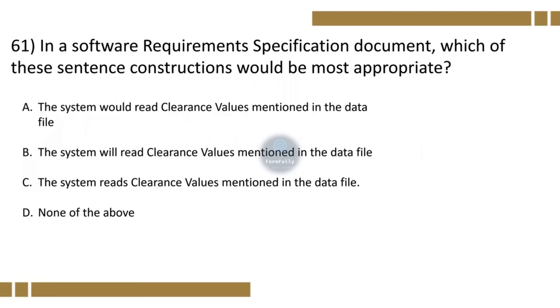Question 61. In a software requirement specification document, which of these sentence constructions would be most appropriate? Option A. The system would read clearance values mentioned in the data file. B. The system will read clearance values mentioned in the data file. C. The system reads clearance values mentioned in the data file. D. None of the above. And the correct option is B.